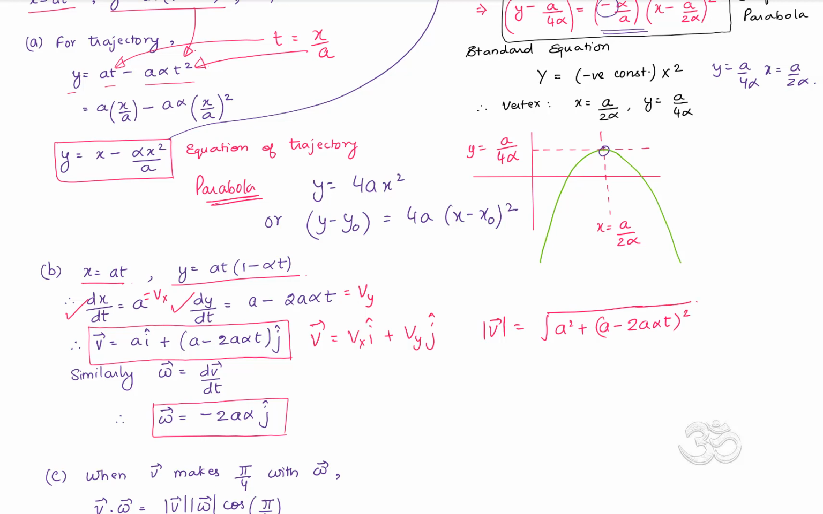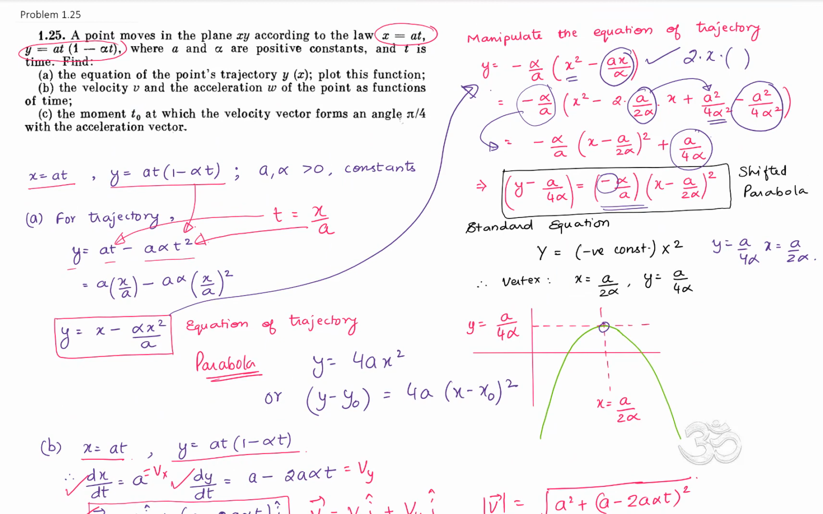And similarly, we can find the acceleration vector. The acceleration vector can be expressed as ax i cap plus ay j cap. So ax is 0 here because vx is a, which is a constant, and ay can be found out. ay is minus 2a alpha. So these are the vector expressions for the velocity and the acceleration.